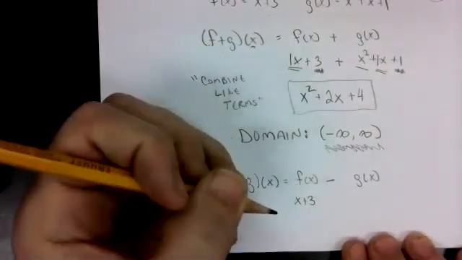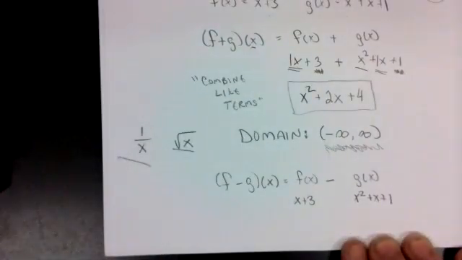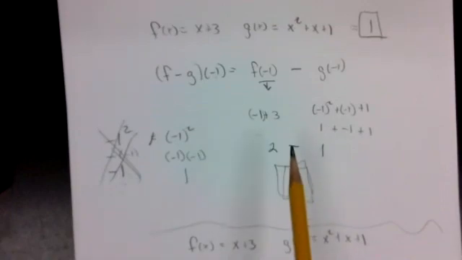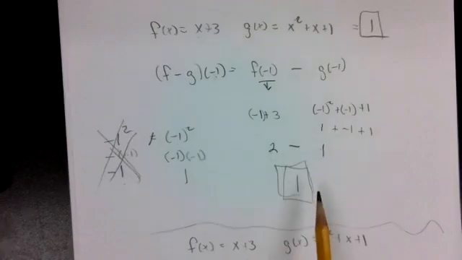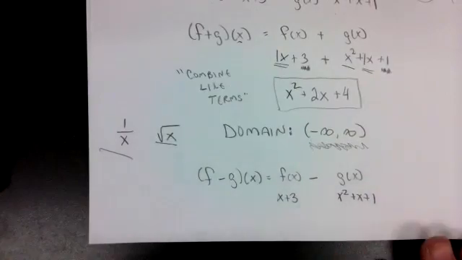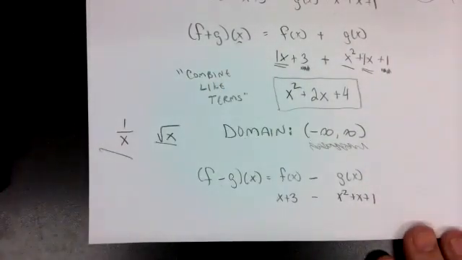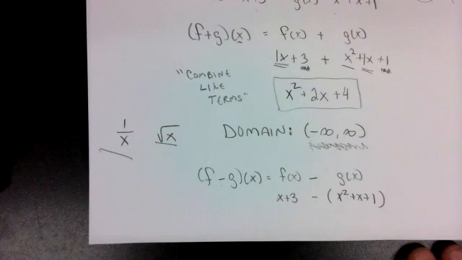So f of x is still x plus 3. g of x is still x squared plus x plus 1. Now, with subtraction, on the whole number problem we did up here, all you had to worry about was one number, so it didn't really matter. You can put your minus here in the middle, 2 minus 1. When you have a polynomial, in other words, multiple terms, if you just put the subtraction here and don't do anything else with it, this just looks like x plus 3 minus x squared plus x plus 1. You have to remember you're really subtracting this whole quantity.